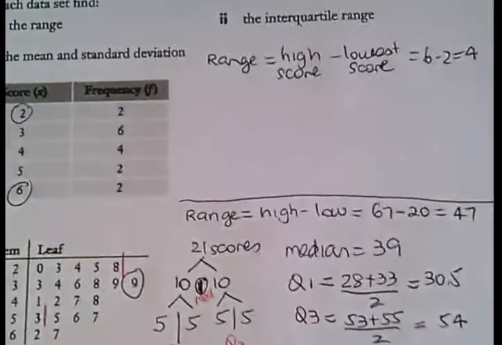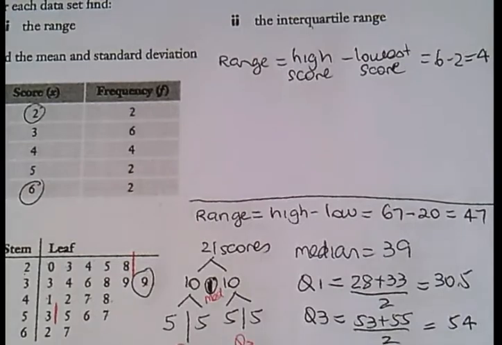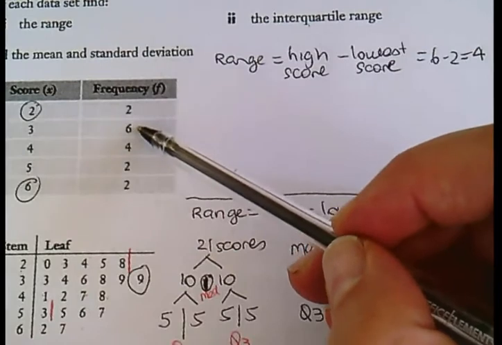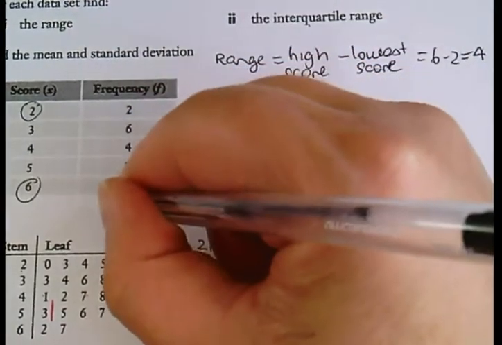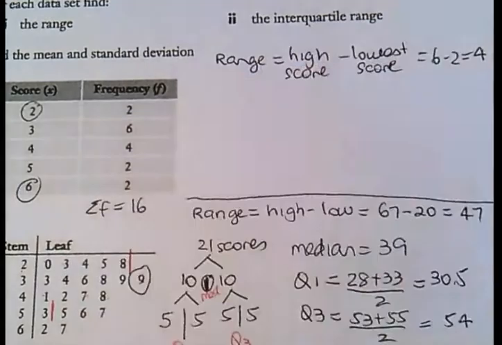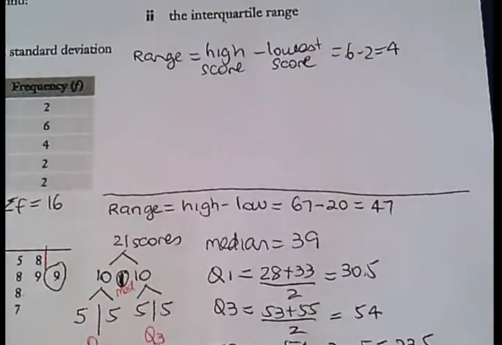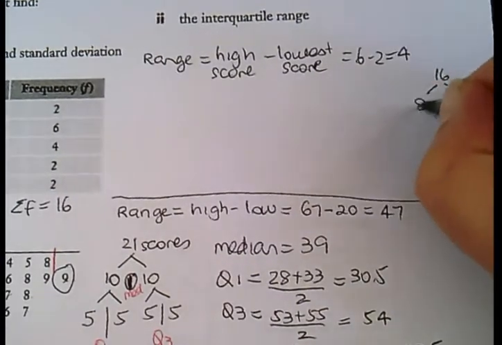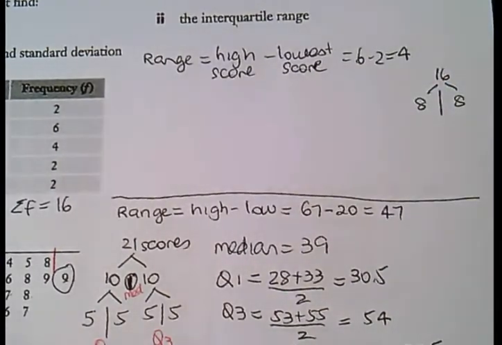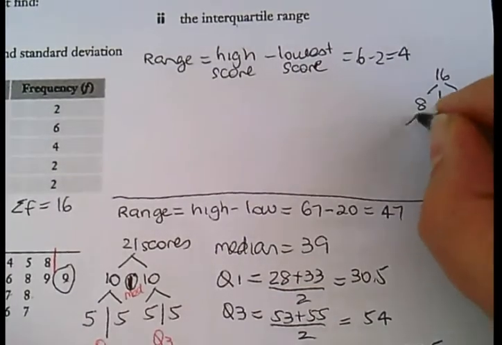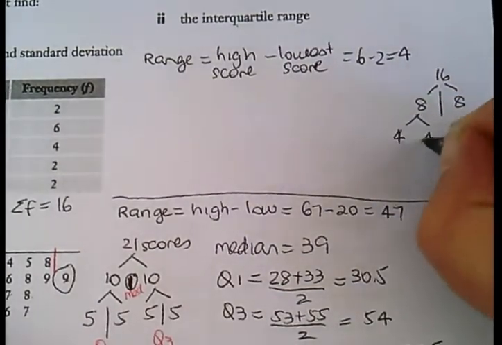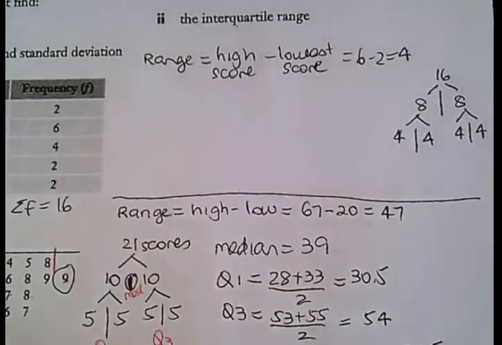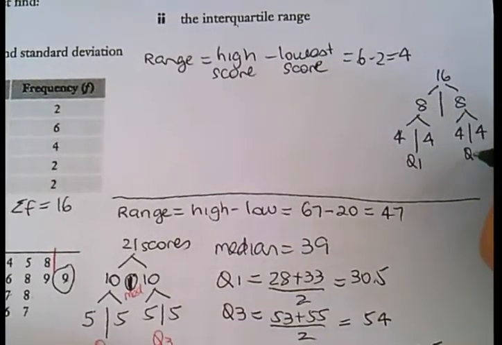How do we do interquartile range? How many scores do you have? 2, 8, 12, 13, 14, 15, 16 is the sum of my frequencies. All right, let's start putting some scores here, some there. I've got 16 scores. How many on the left, how many on the right? 8 and 8. Put a line. Halve my lowest set. How many on the left, how many on the right? 4 and 4, put a line. 4 and 4, put a line. So this line is Q1 and this line is Q3.